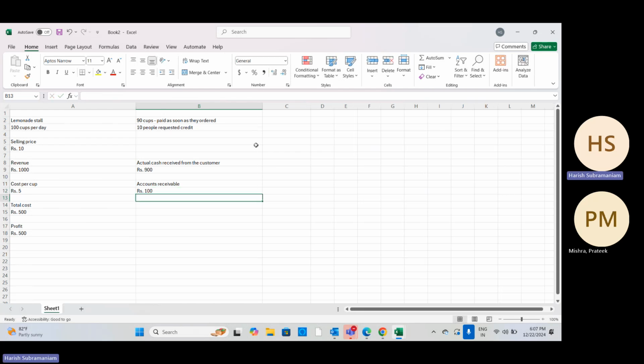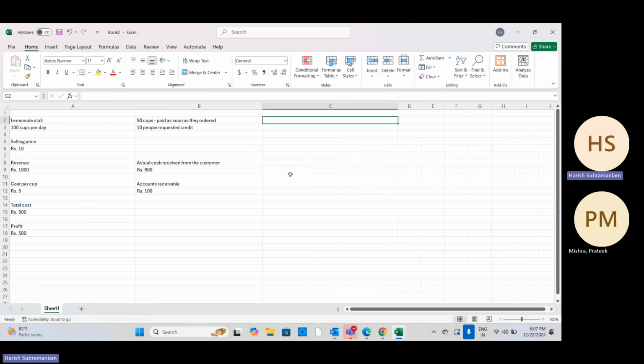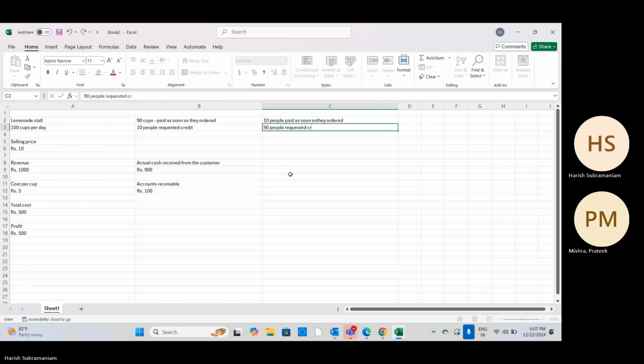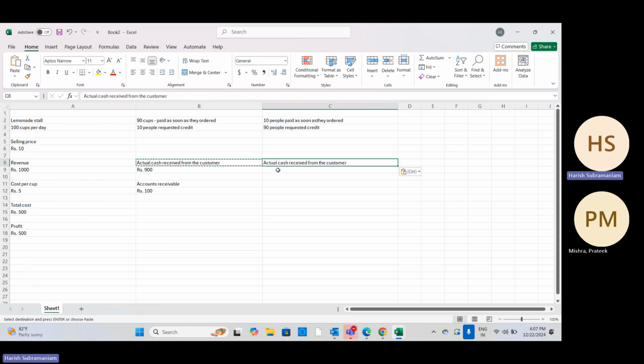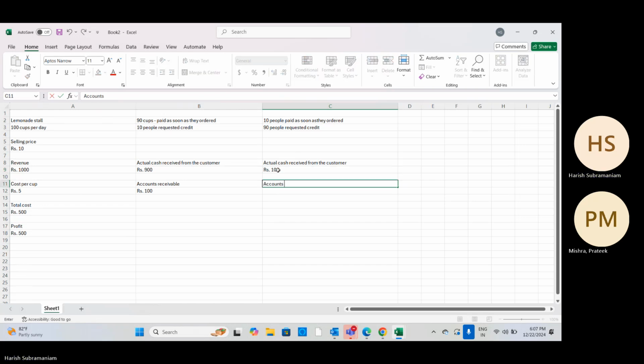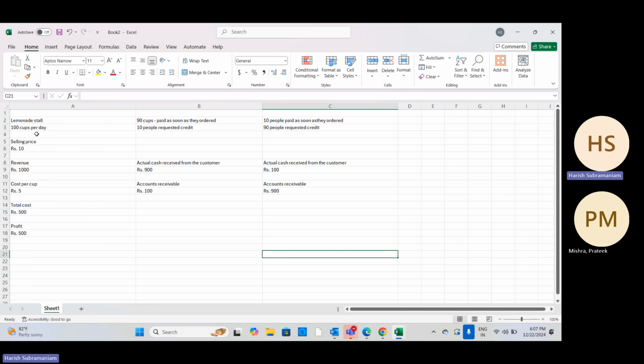Now let's take the third scenario, where only 10 people paid and 90 people requested credit. Then the actual cash received from the customers is rupees 100. Accounts receivable is rupees 900. Now in all three scenarios, let's say all 100 customers paid on time.